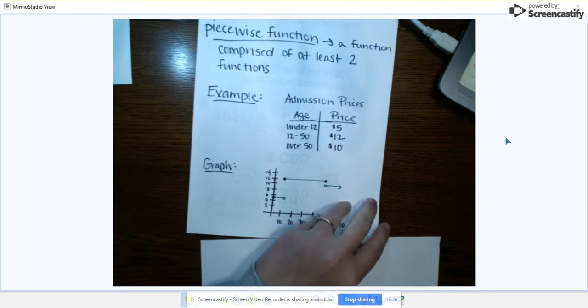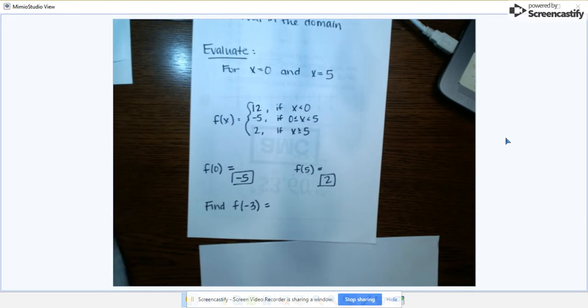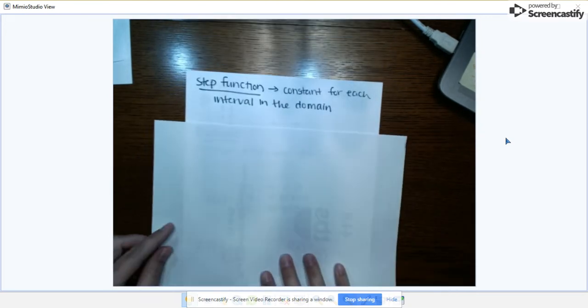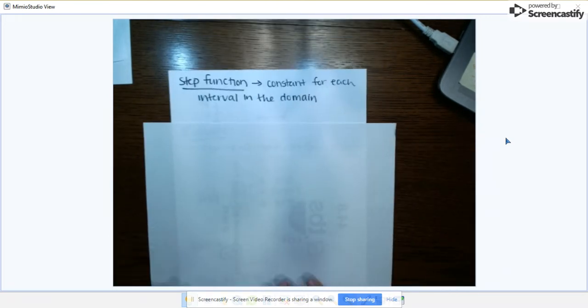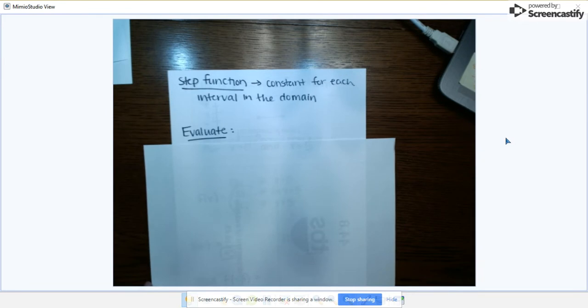Here is actually a definition first. What we just saw is what we call a step function. Step function means it looks like little steps. Each piece is constant over an interval on the domain, or the x values. So that was an example of a step function.